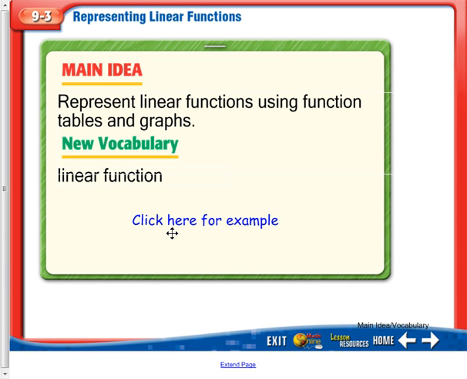Lesson 9-3, we will be representing linear functions using function tables and graphs. Function tables kind of do what we did yesterday in 9-2. Now we're going to the next step, and we're going to start to graph these linear functions. First of all, the word linear means straight. So we're talking about a straight line.